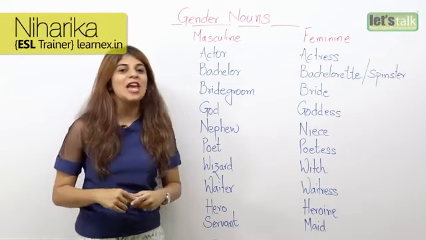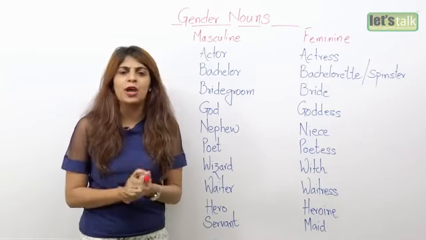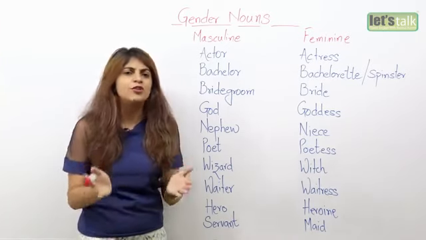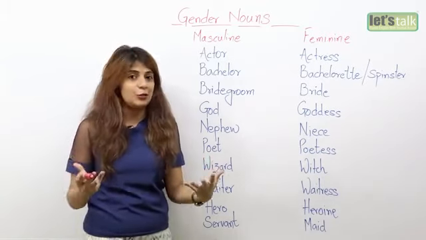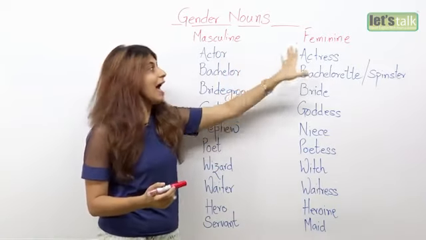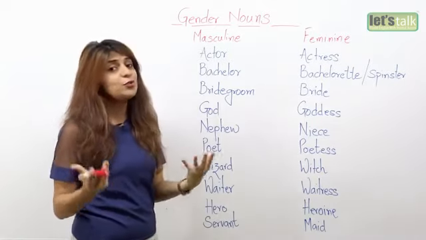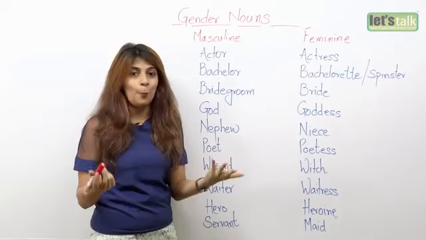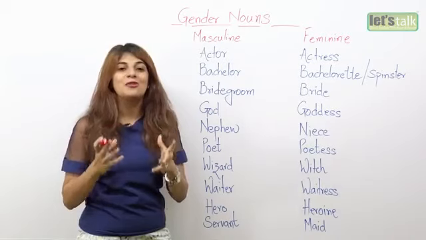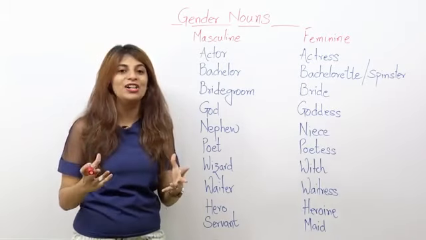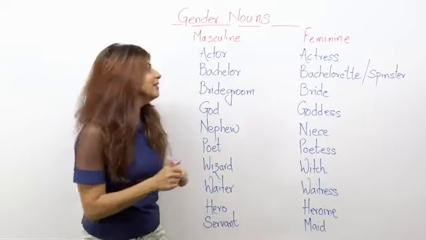Well, in today's lesson we are going to look at gender nouns. Yes, now what comes to your mind when you talk about gender classification? Well, the common gender classification categories are masculine and feminine. Now, masculine nouns are, of course, words related to men or boys, whereas feminine gender nouns are related to terms or words related to girls or females or women.